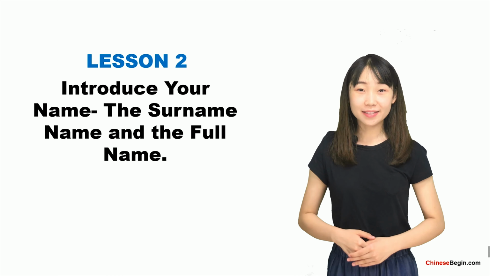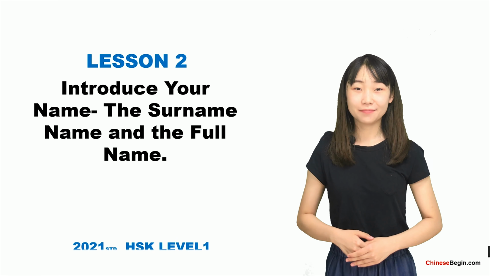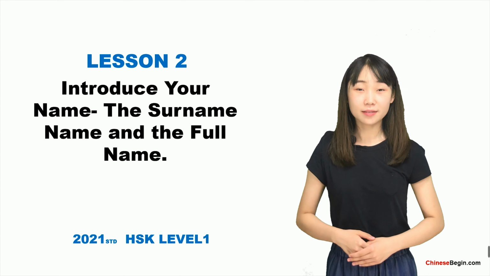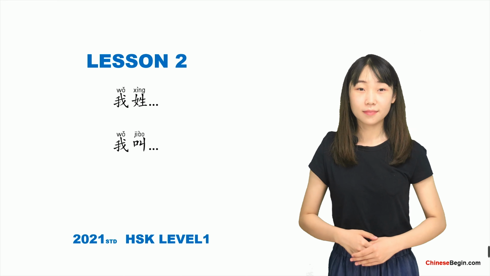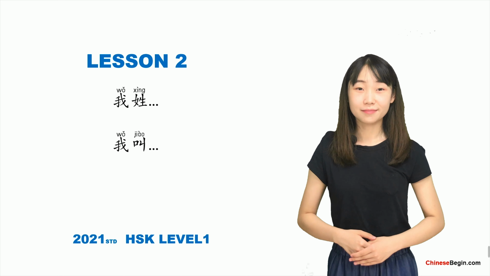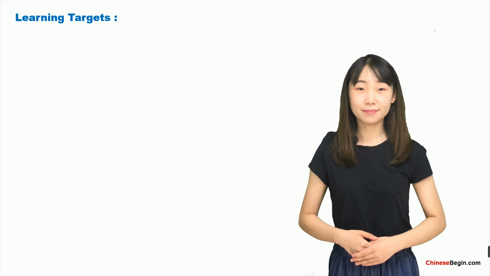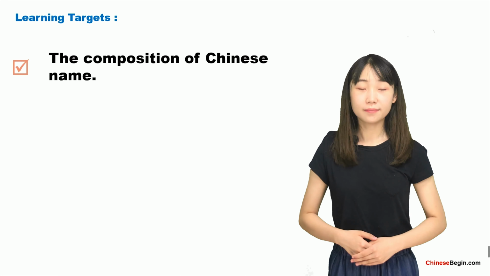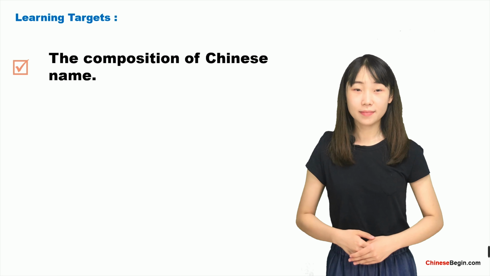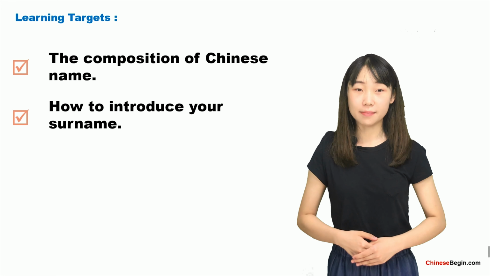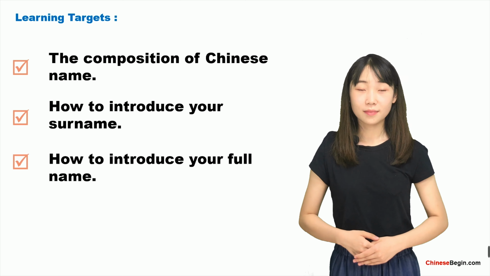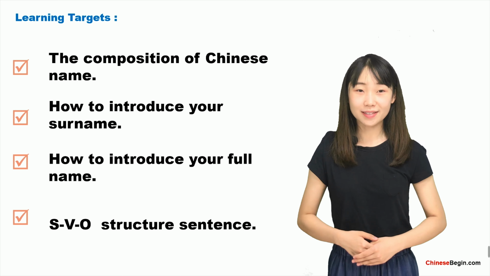I'm Ella. In last lesson, we learned how to say hello in Chinese. This lesson, lesson 2, is to introduce your name, the surname, and the full name: 我姓 and 我叫. In this lesson, you will learn the composition of a Chinese name, how to introduce your surname, how to introduce your full name, and the SVO structure sentence. Okay, let's begin.